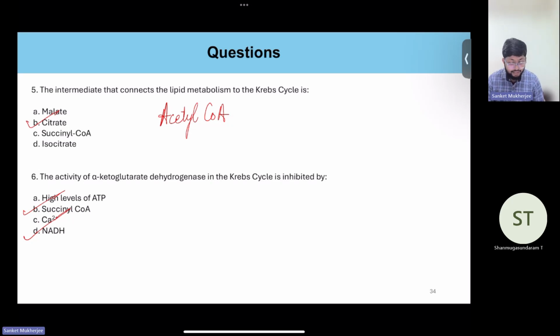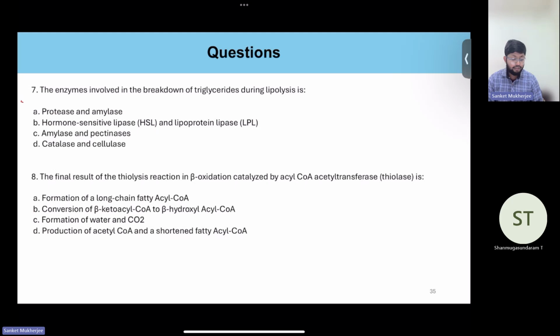The enzymes involved in breakdown of triglycerides during lipolysis are: protease and amylase, hormone-sensitive lipase and lipoprotein lipase, amylase and pectinase, or catalase and cellulase. So any kind of lipolysis will involve lipases. Lipolysis, that is breakdown of lipid, usually happens through lipases. The final result of the thiolysis reaction in beta oxidation, catalyzed by acetyl coenzyme A acetyltransferase or thiolase, is: formation of a long chain fatty acyl coenzyme A, conversion of beta ketoacyl coenzyme A to beta hydroxyacyl coenzyme A, formation of water and CO2, or production of acetyl coenzyme A and shortened fatty acyl coenzyme A.